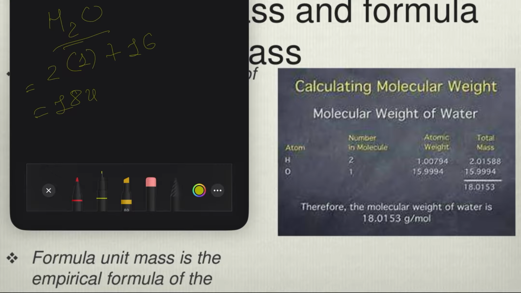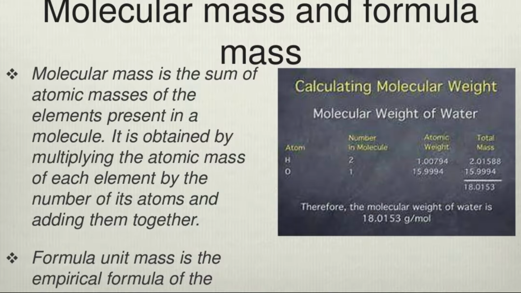And then another example, CO2. In this, carbon has 12 atomic mass, oxygen has 16. 16 times 2 is 32, plus 12 is equal to 44 u. This is our water example you see on the screen.